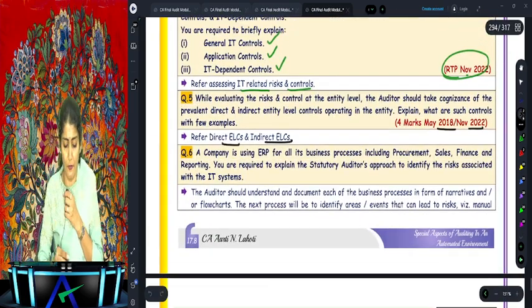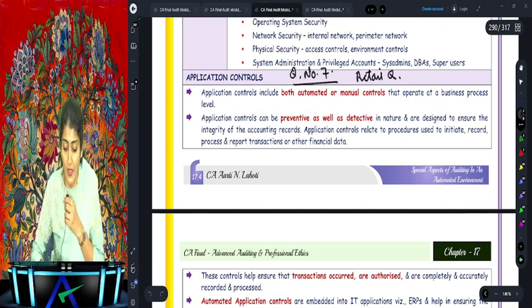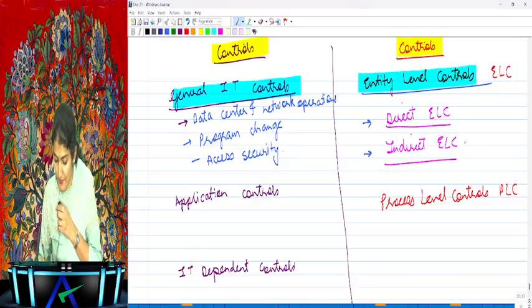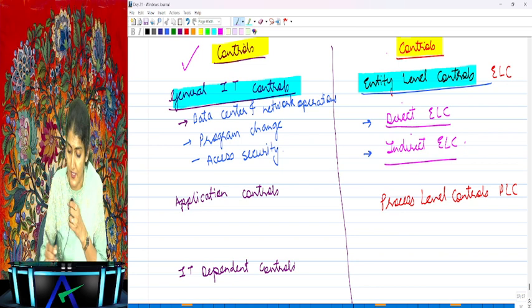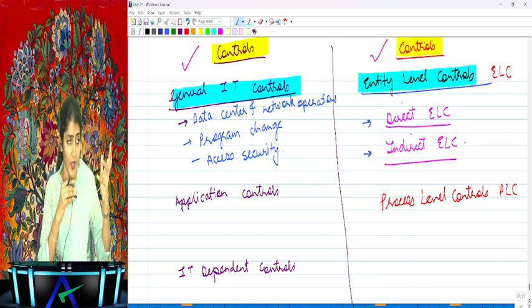And then we have a few other points which we will discuss as we proceed further. Okay, right. So general IT controls. Now let's finish with the first classification and then the second classification of the controls over there, right?